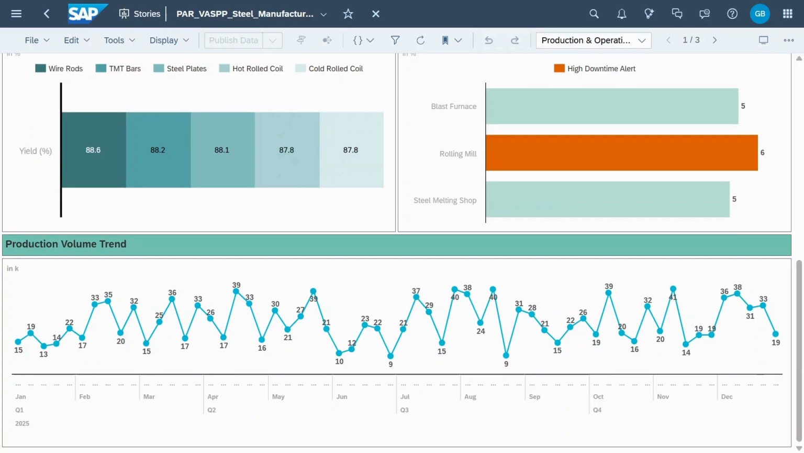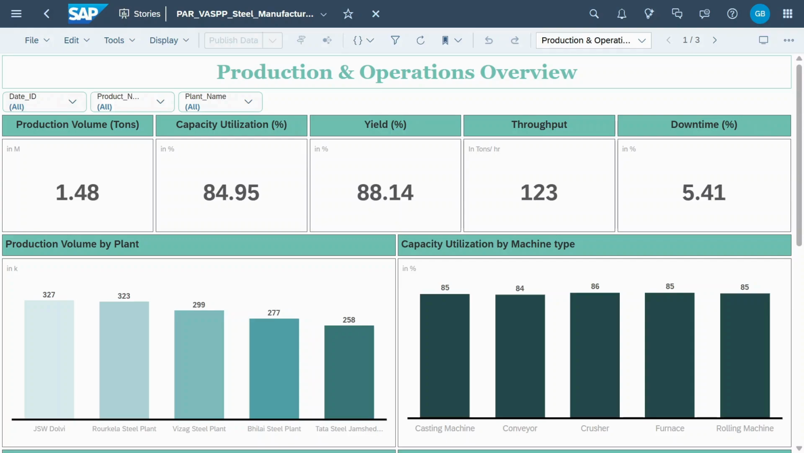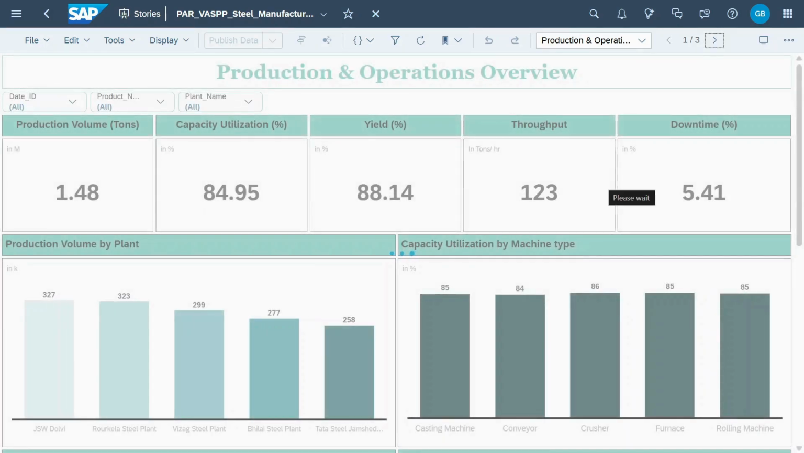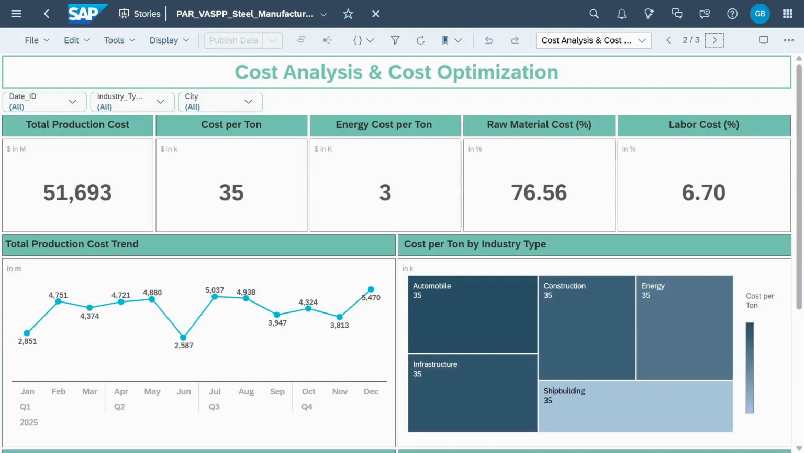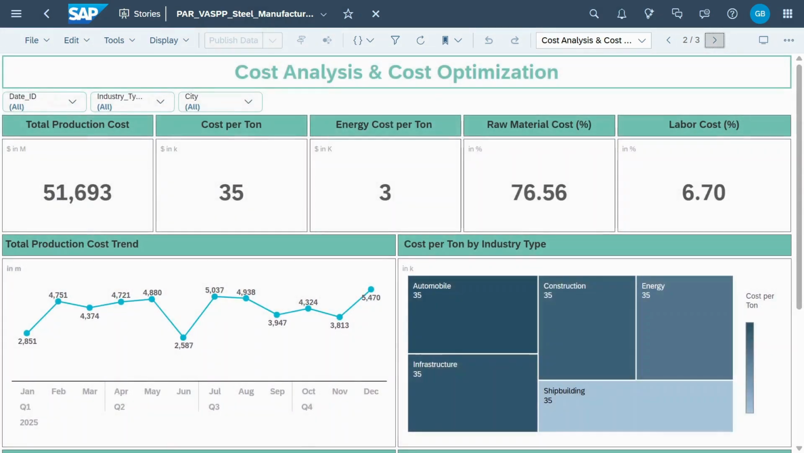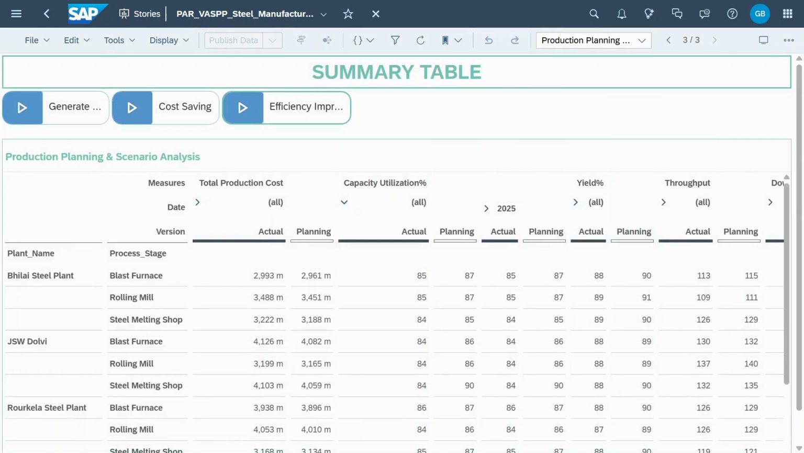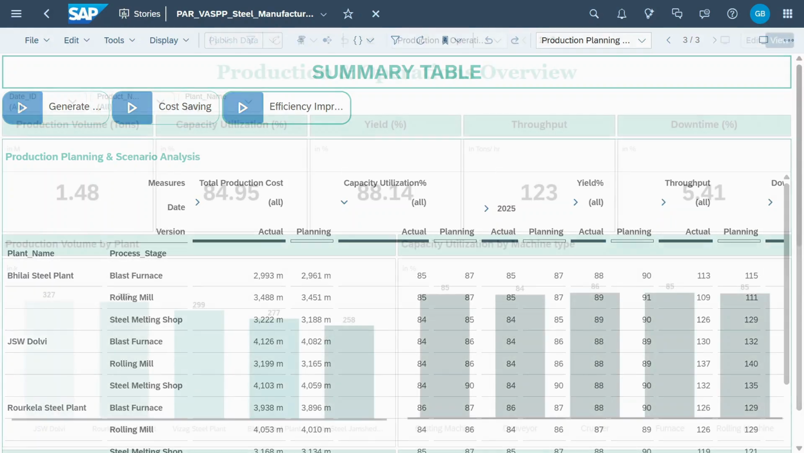Welcome to the Steel Manufacturing Operations Intelligence Dashboard. This dashboard provides a real-time and comprehensive view of production performance, cost efficiency, and planning accuracy across steel plants, process stages, and machine types. From production volume and yield to downtime and manufacturing cost, the dashboard helps organizations monitor operational health, control cost overruns, and improve manufacturing efficiency.